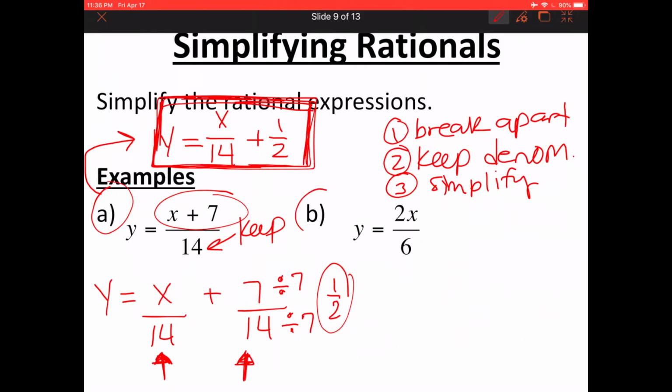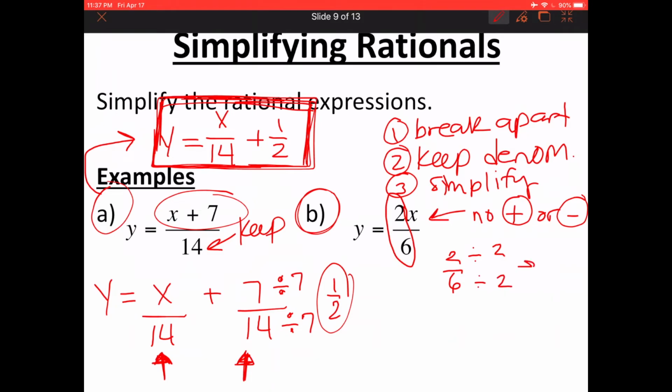Okay, now let's go to example B. Notice there is no plus or minus. So if there's no plus or minus, there's really nothing for me to break apart. All we're going to do is simplify the fraction. A regular 2/6 fraction. What can I divide them both by? 2. And I end up with 1 over 3.